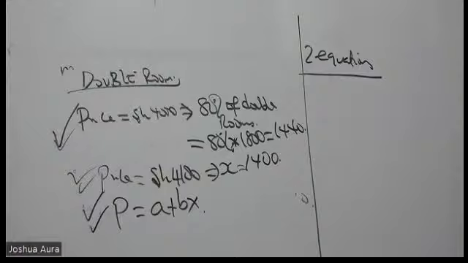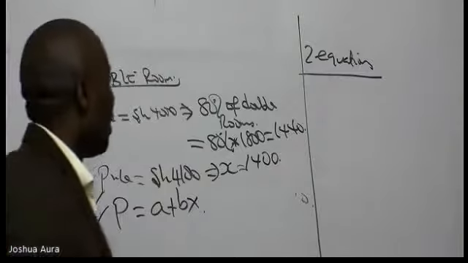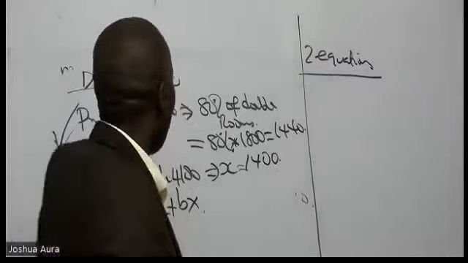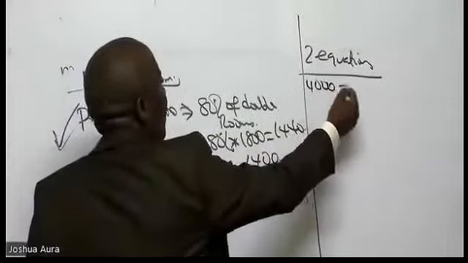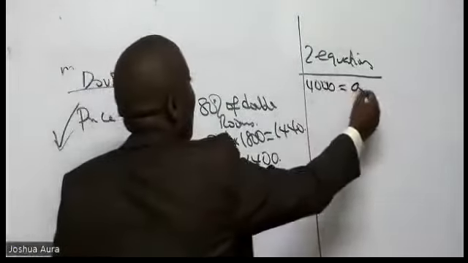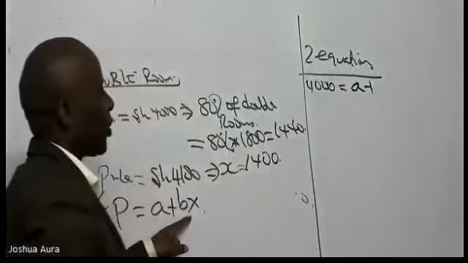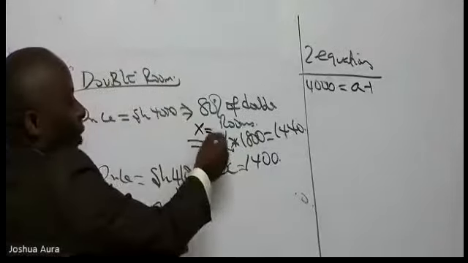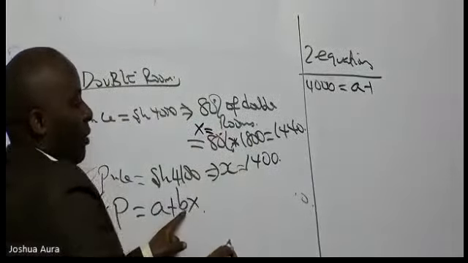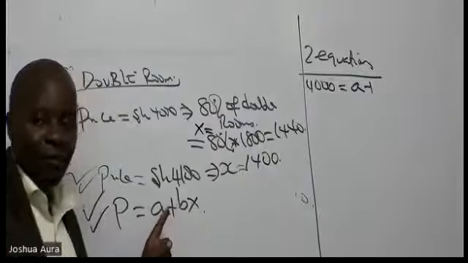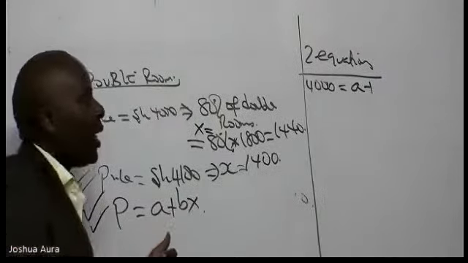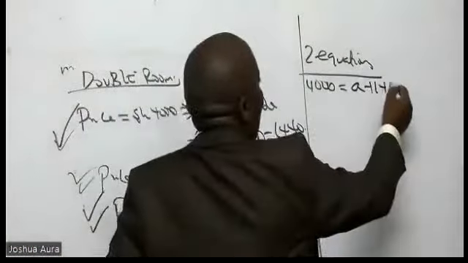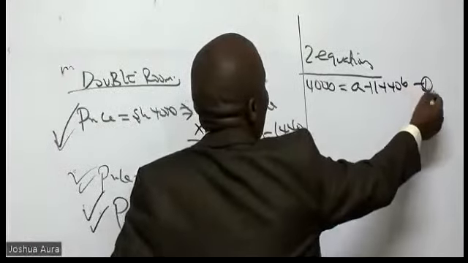So when you plug in the first point, what do we have here? The price I'm plugging in here is 4,000. The price 4,000 equals A plus BX. Remember, X is the quantity. So B times 1,440. I can't write it like B 1,440, the number must come ahead. So it's supposed to be A plus 1,440B, equation number 1.